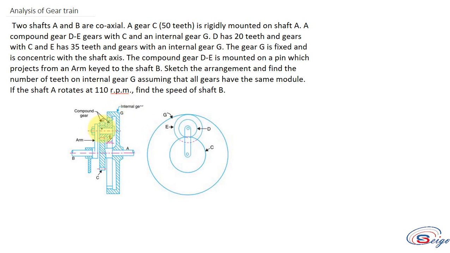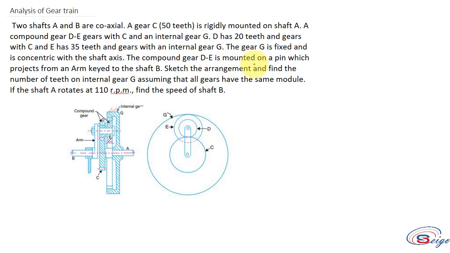So you can see that DE is the compound gear, and D is in mesh with C and E is in mesh with internal gear G. Next, the gear G is fixed and is concentric with the shaft axis. So you can see that this internal gear G is a fixed thing. So this is fixed and is concentric with the shaft axis.